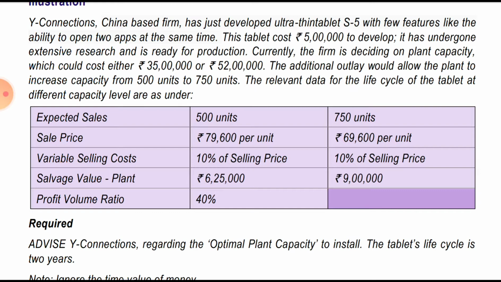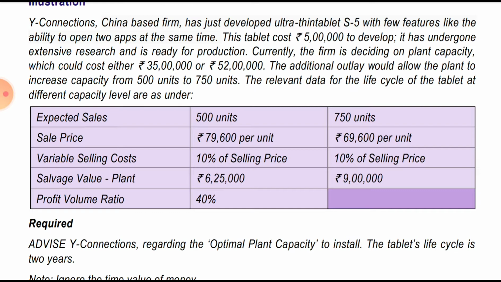Then we have to deduct the variable manufacturing cost also. So how will we find the variable manufacturing cost? In 500 unit capacity they had given the data of profit volume. Based on that, first we will calculate the selling price, 39,600 multiplied by 40%. Actually we will minus 40%, that is the contribution, so we will get the variable cost.